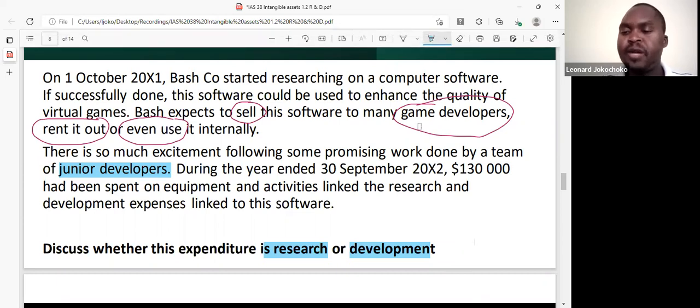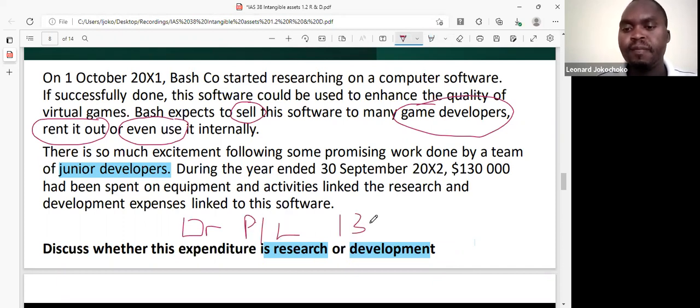We will not ask about the accounting treatment here. However, if it was about the accounting treatment, I would know that I'll go and debit my profit or loss account by $130,000. And I'll go and credit my bank account to show that I've paid the same amount.